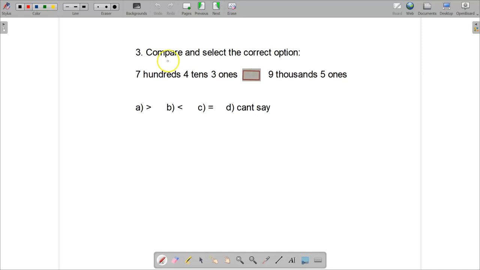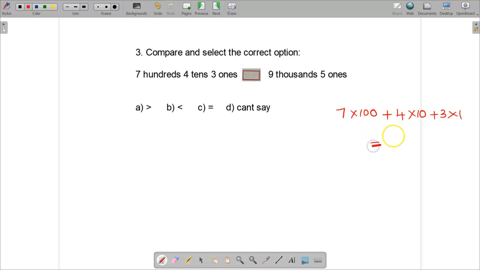Coming to the third question: compare and select the correct option. So here on the left hand side they have given 700, 4 tens, 3 ones. So what do you mean by that? 700, so 7 into 100. Then plus 4 tens, 4 into 10. Then 3 ones, so 3 into 1.